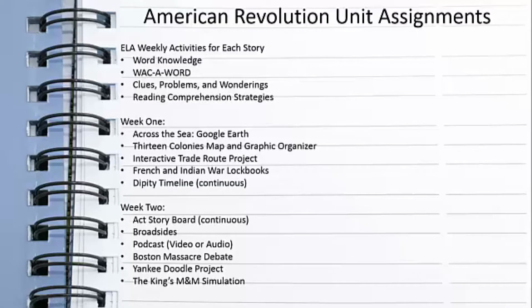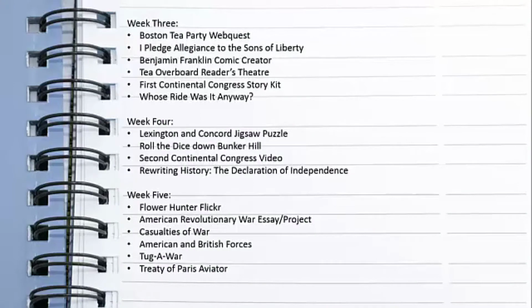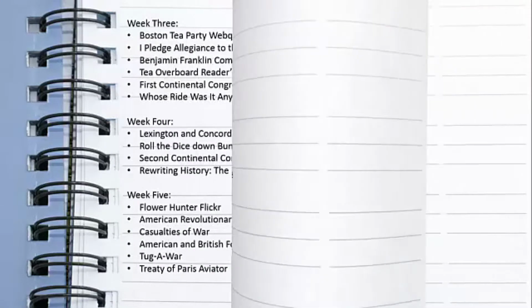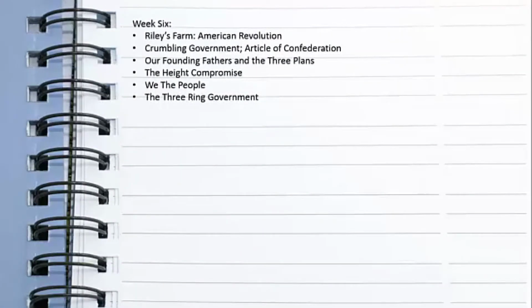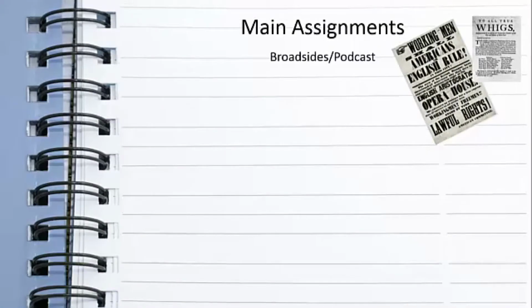During this unit, students will complete 33 activities. Each activity integrates technology, Bloom's taxonomy, and multiple intelligences in order to reach each student and meet the lesson's objectives and standards. I have chosen to address 5 activities further, the first one being broadsides and podcasts.